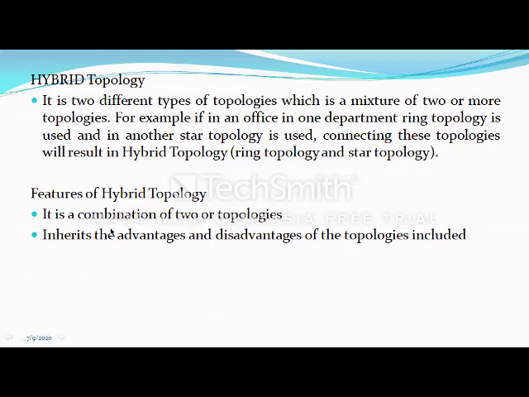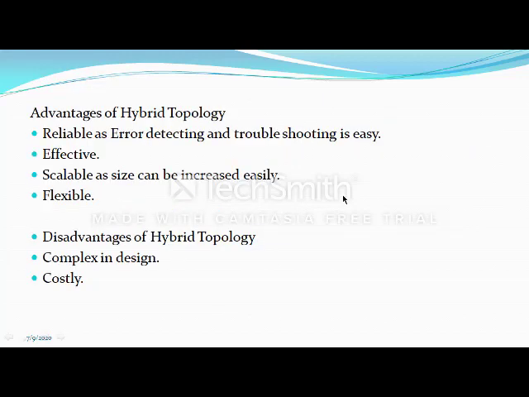Features. It is a combination of two or more topologies. It inherits advantages and disadvantages of topologies. Reliable as error detecting and troubleshooting is easy. Effective. Scalable as size can be increased easily. Flexible.